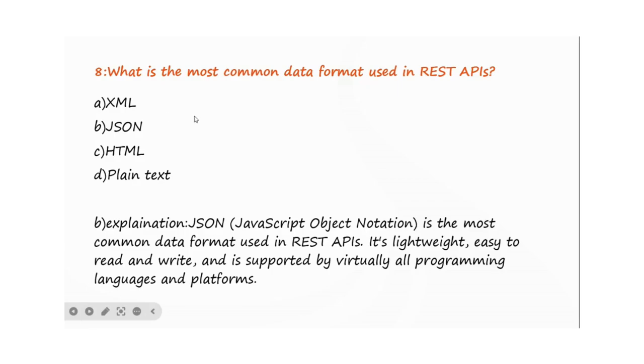What is the most common data format used in REST APIs? Option B, JSON. JSON stands for JavaScript Object Notation, and is the most common data format used in REST APIs. It's lightweight, easy to read and write, and is supported by virtually all programming languages and platforms.